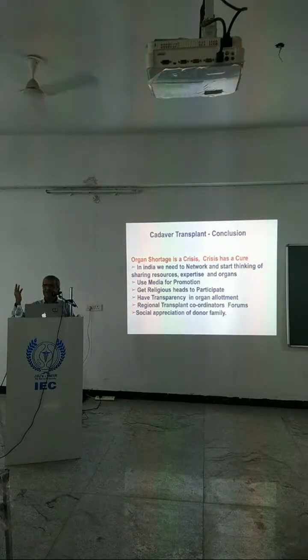Even our chief minister had to go to Chennai to get a liver transplant. One of the ministers went to Chennai for a heart transplant. So you cannot manage this.